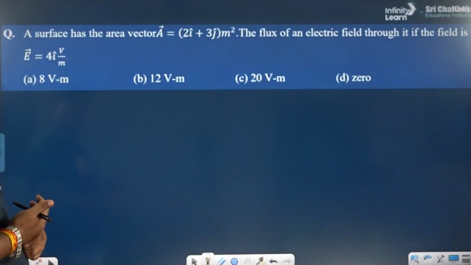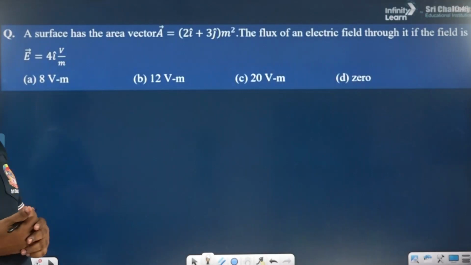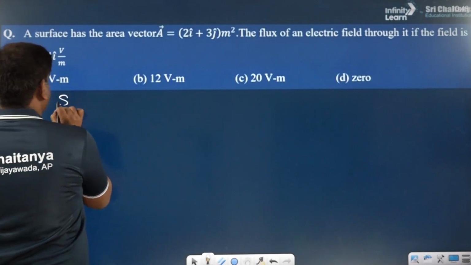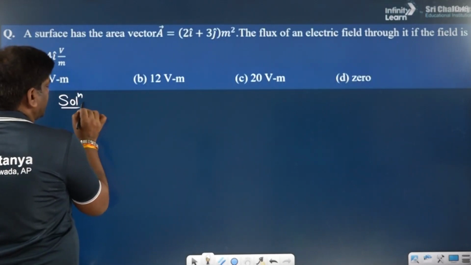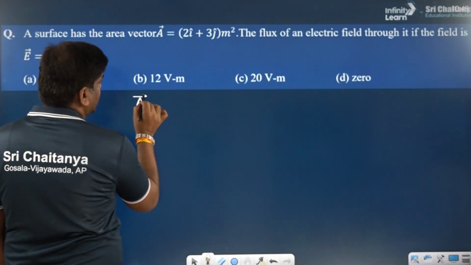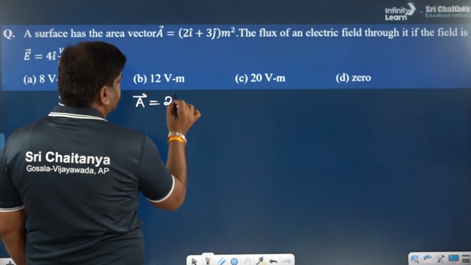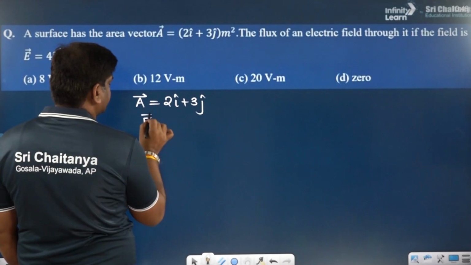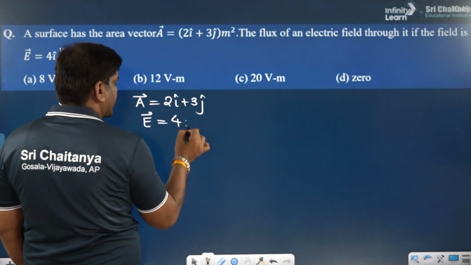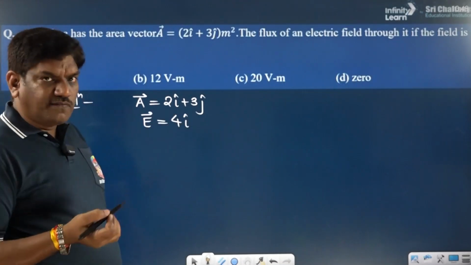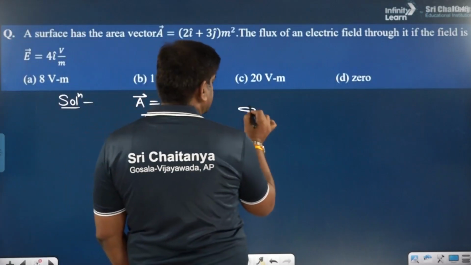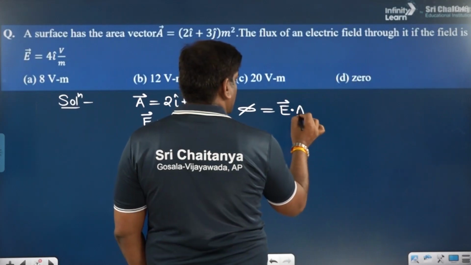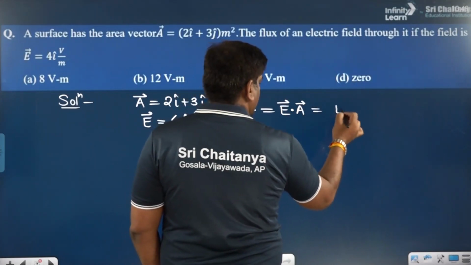It says a surface has the area vector A equals 2i cap plus 3j cap. So what is the area vector given? Solution. First note down the given quantities. What is the area vector? It is 2i cap plus 3j cap. While what is the field here? Field is 4i cap. And we have to calculate the flux. So the flux will be E dot A, or you can say E dot dA.